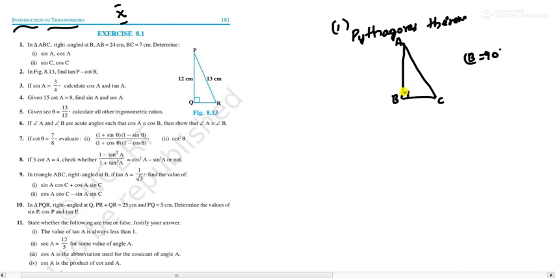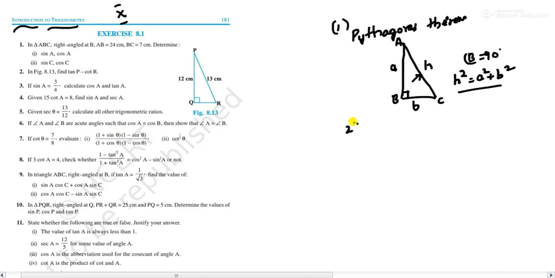The opposite side of 90 degrees is called the hypotenuse, right? This is the altitude, AB is the altitude, and this is the base, I will take this as B. So the Pythagoras theorem states that the square of the hypotenuse is equal to the sum of the squares of the other two sides. This we are going to use frequently while solving the problems of trigonometry.